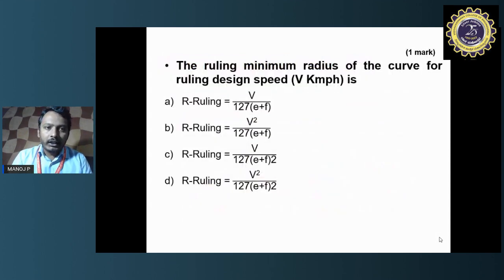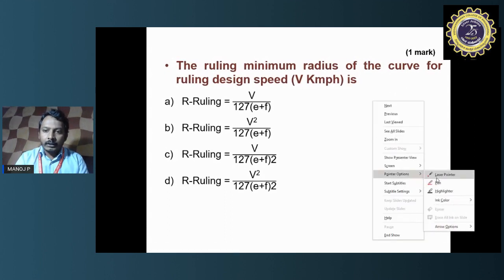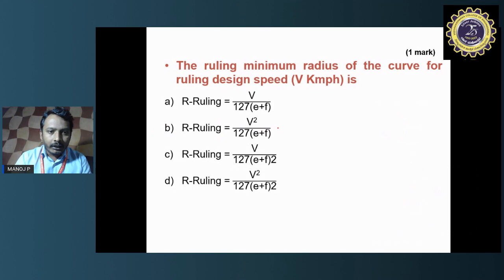If they ask you a question like this, the rolling minimum radius of the horizontal curve for a rolling design speed V expressed in kilometer per hour is, you are supposed to tell the formula. You are supposed to mark the correct answer. As I said, R is equal to V square by 127 (E plus F). So here the correct answer is option 2 or option B.